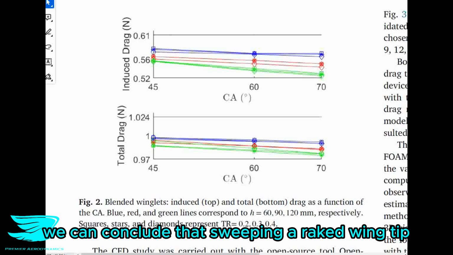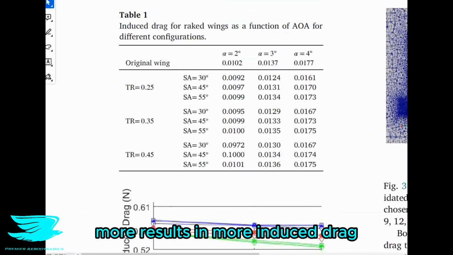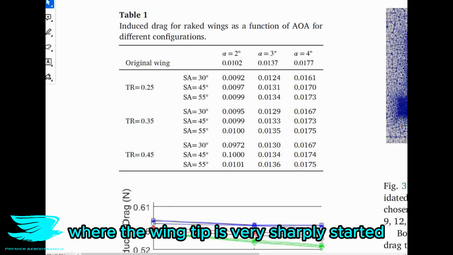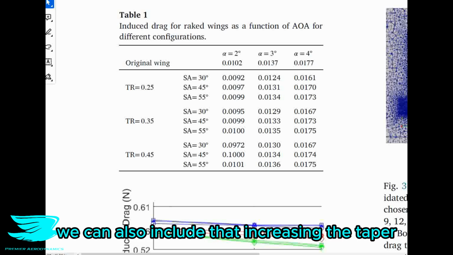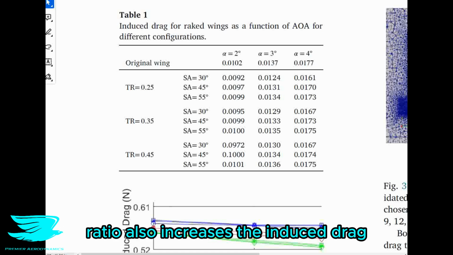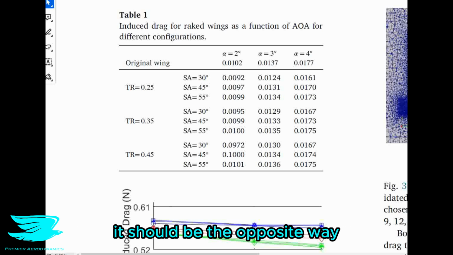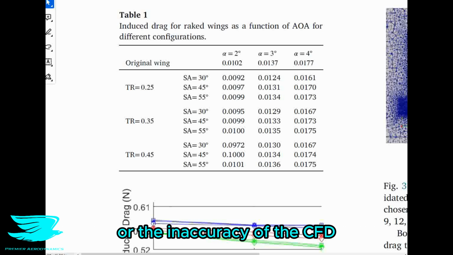So from this section, we can conclude that sweeping a raked wingtip more results in more induced drag, but I think that is more from this design than in general, where the wingtip is very sharply started, or maybe even in CFD inaccuracies. We can also conclude that increasing the taper ratio also increases the induced drag, which does not agree with general wing theory. It should be the opposite way. And this may also be because the sharpness of the start of the wingtip or the inaccuracy of the CFD.